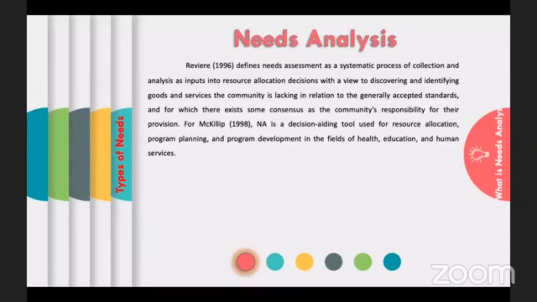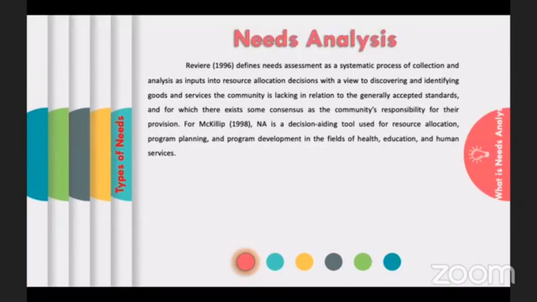Riviere in 1996 defines needs assessment as a systematic process of collection and analysis as input into resource allocation decisions, with a view to discovering and identifying goods and services the community is lacking in relation to the generally accepted standards, and for which there exists some consensus as the community's responsibility for their provision.